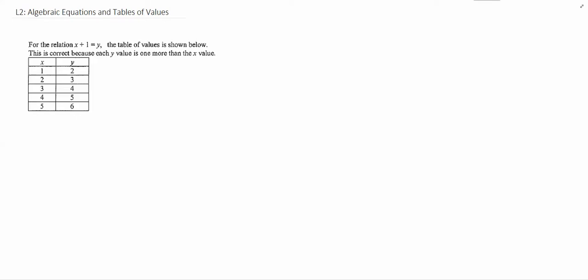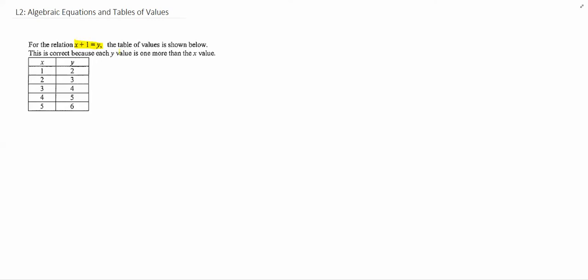Today we are going to do lesson 2, algebraic equations and tables of values. We're going to start by looking at a table of values. We have the x value and the y, and the relationship that that table of values defines is x plus 1 is equal to y.